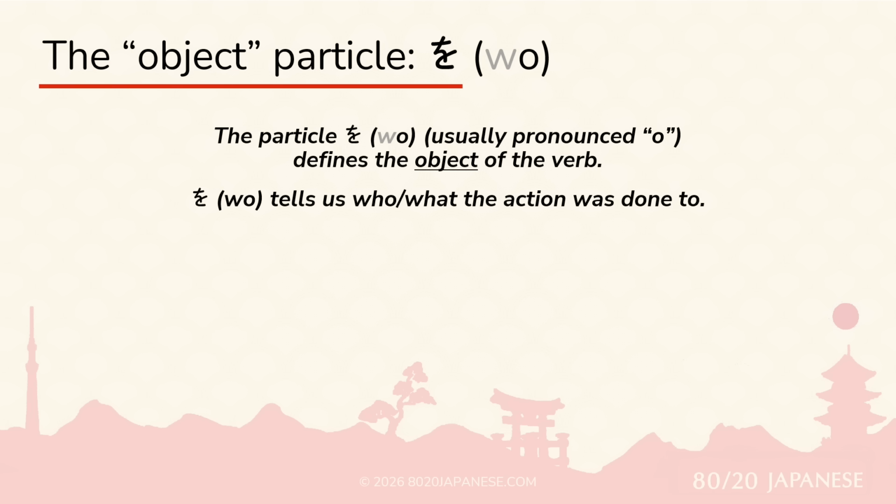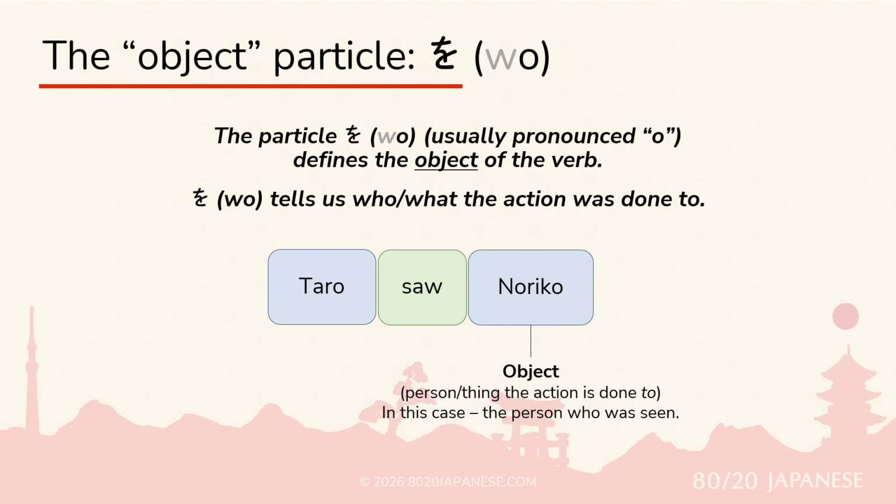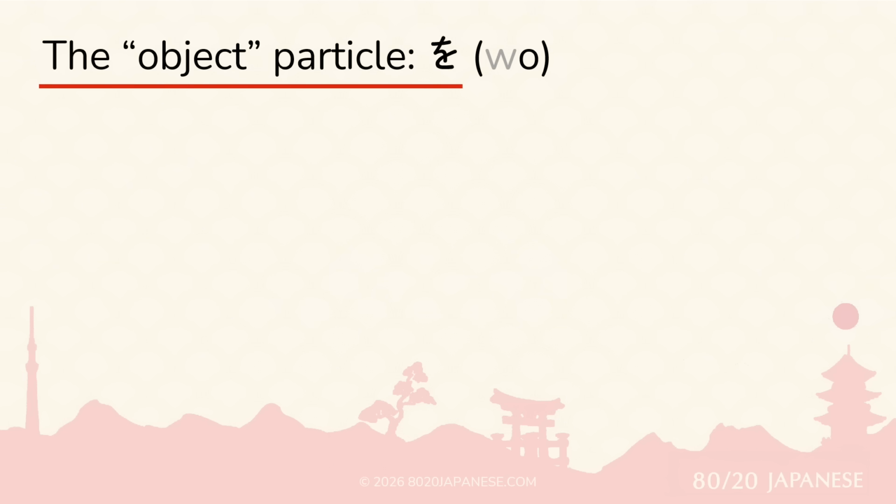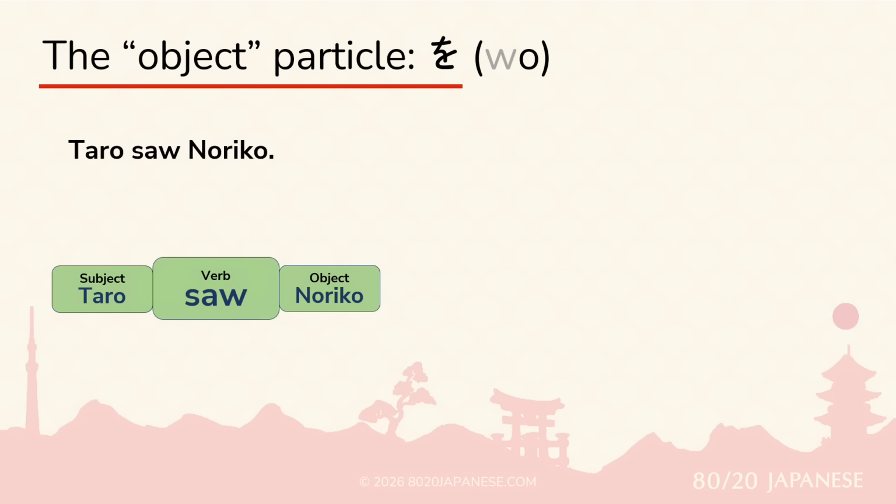If we have a look at our example sentence from earlier, we had Taro saw Noriko. The object is Noriko. She is the person who was seen. She's the person that the action was done to. So she's the object of the verb saw. For this in Japanese, we use the particle o. Now let's see how we would build this sentence in Japanese. We have Taro saw Noriko, which is a subject, a verb, and an object, as we saw in English. And the word order alone is enough to tell us who is playing what role in that sentence.